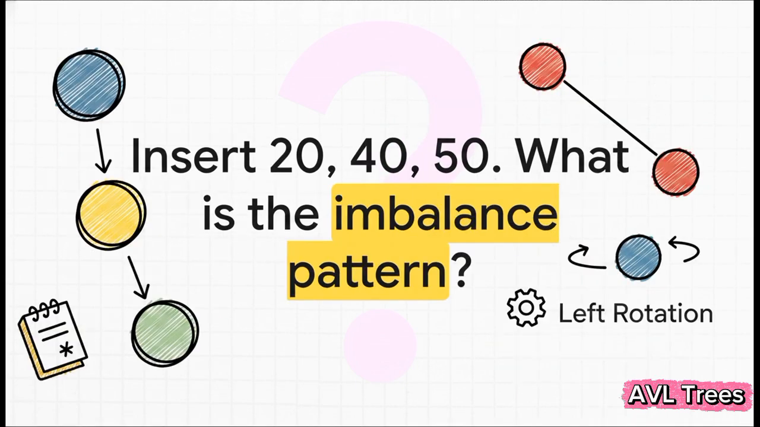And for our last one, what if we insert 20, then 40, then 50? What's that pattern? Yep, it's a straight line down to the right, which is a right-right imbalance, and the fix for that is a single left rotation. If you got all of those, fantastic. You've really got the hang of AVL rotations. The key is just recognizing the pattern.